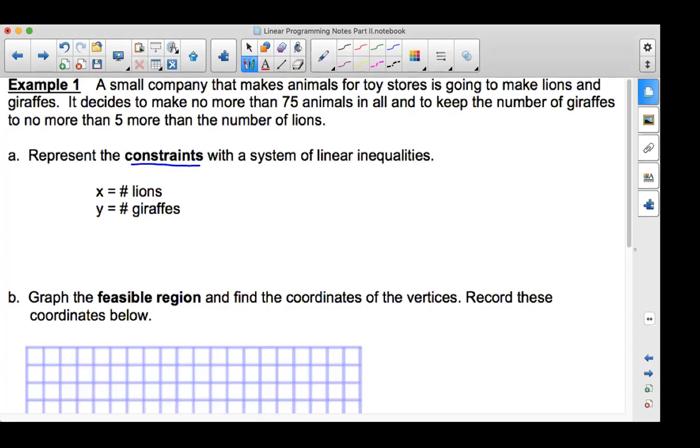Usually the first thing in the problem, I make X. The second thing in the problem, I make Y. So sometimes you have to pick the variable and what it represents. Read through the problem again. We have a toy company, 2 animals. Look at the first part of the sentence. It decides to make no more than 75 animals in all. See if you can create an inequality that states no more than 75 animals in all.